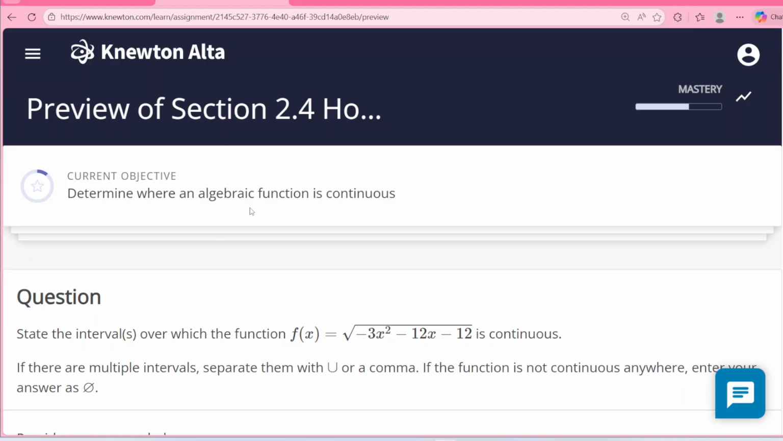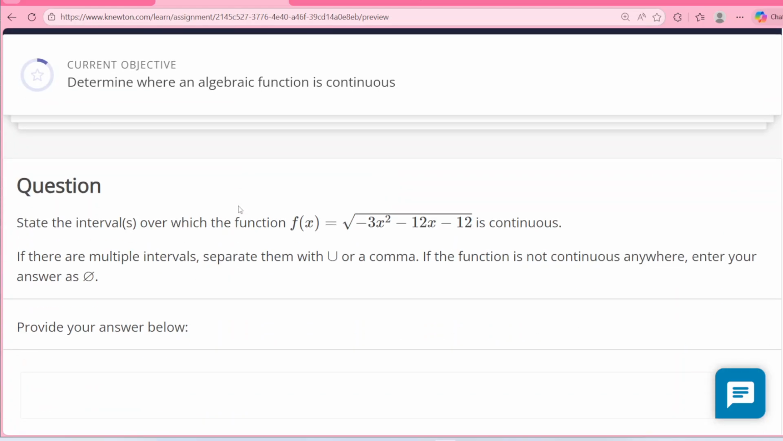All right, so another one where I mentioned this earlier, multiple times now, right? All these algebraic functions are continuous wherever they are defined. So we're given this here, f of x equals the square root of some quadratic, and we're asked to state the intervals over which this is continuous. So I need to know where it's defined. And it'll be continuous wherever it's defined.